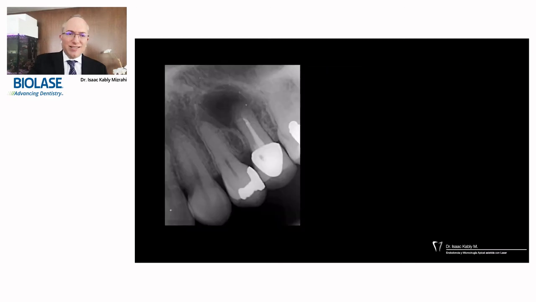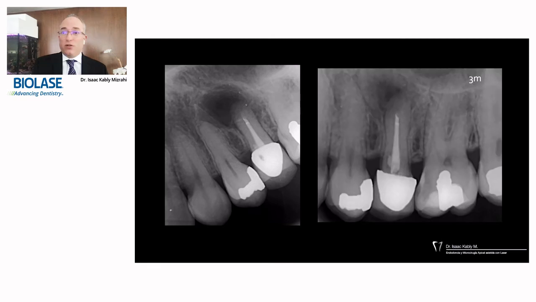And this is my 3-month recall, and now you can see some bone healing. I did not use any bone graft or anything like that, just kept it the way it was, and it worked perfectly for that bone healing to be very, very satisfying after 3 months.